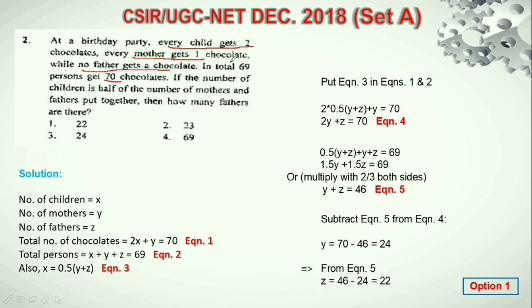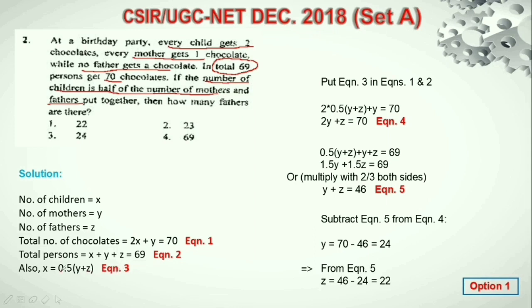And there are total 69 persons. So this means if you add up X, Y and Z, it should give you 69. So this will be our second equation. And the third condition is the number of children is half of the sum of the number of mothers and number of fathers. So this means X will be equal to half of Y plus Z. So this is our equation number 3.